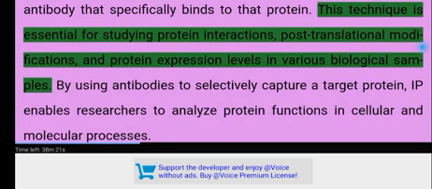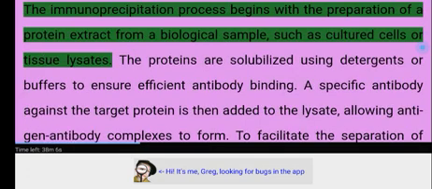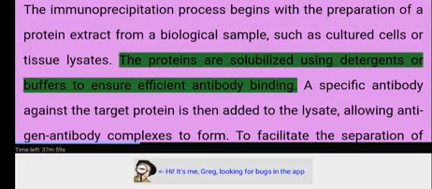This technique is essential for studying protein interactions, post-translational modifications, and protein expression levels in various biological samples. By using antibodies to selectively capture a target protein, IP enables researchers to analyze protein functions in cellular and molecular processes. The immunoprecipitation process begins with the preparation of a protein extract from a biological sample, such as cultured cells or tissue lysates. The proteins are solubilized using detergents or buffers to ensure efficient antibody binding.